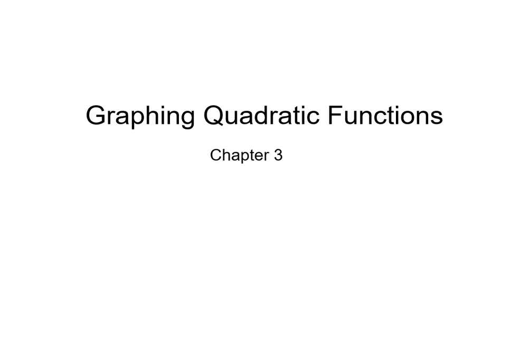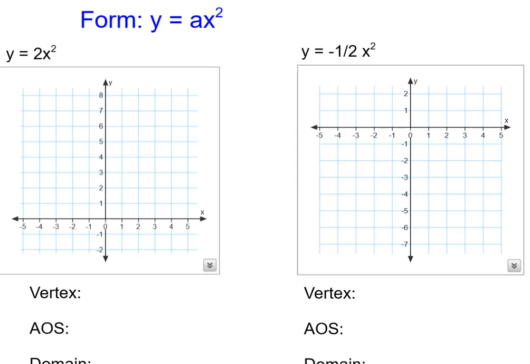In this video, we're going to review graphing quadratic functions from Chapter 3. We're going to start by looking at functions in the form y equals ax squared. And we notice when we're looking at that form that nothing has been added or subtracted to our x. So our vertex is still at (0, 0). So for this graph, our vertex is at (0, 0). So we plot that right there, (0, 0) for the vertex.